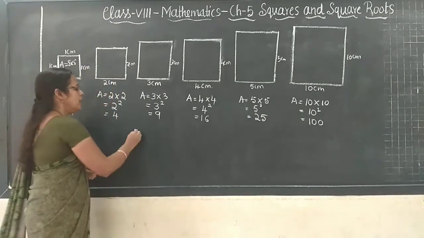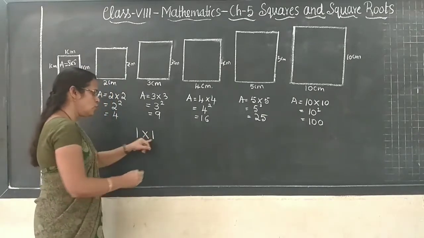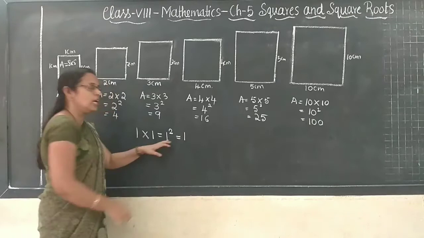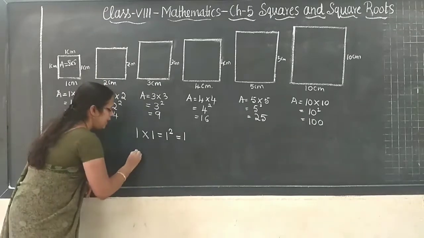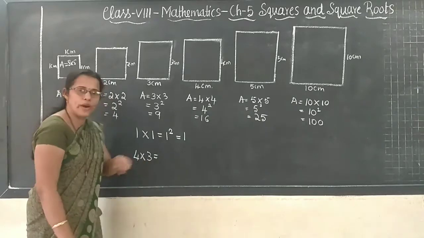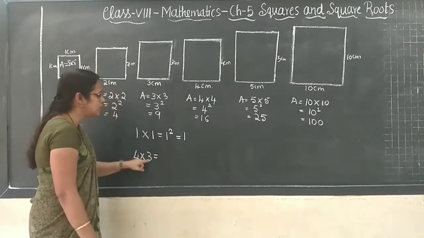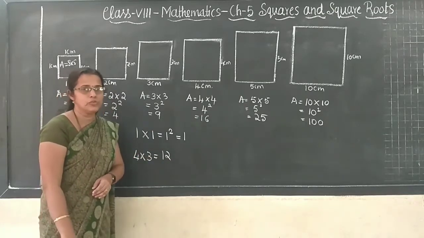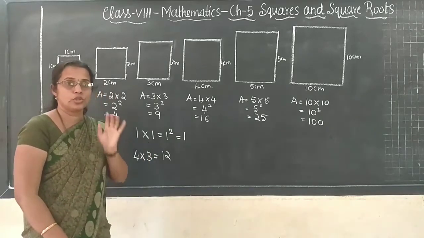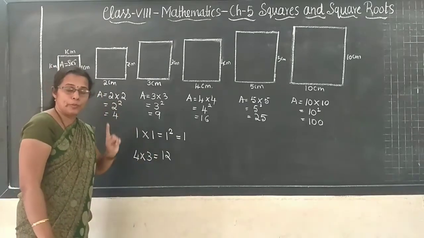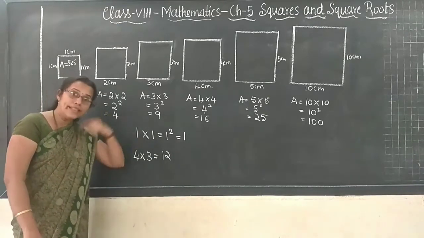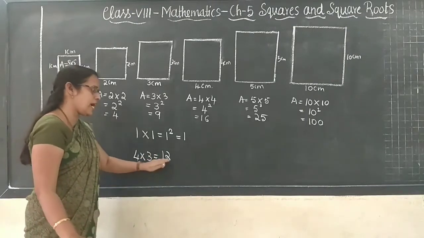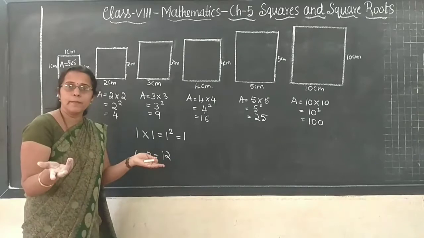If you multiply any one number 2 times, 1 into 1, we call it 1 square. 1 square is 1. If I say 4 into 3, is it a square number? See, 4 3s are 12. So 4 and 3, two different numbers multiplied, we are not getting a square number. To get a square number you have to multiply the number with itself.